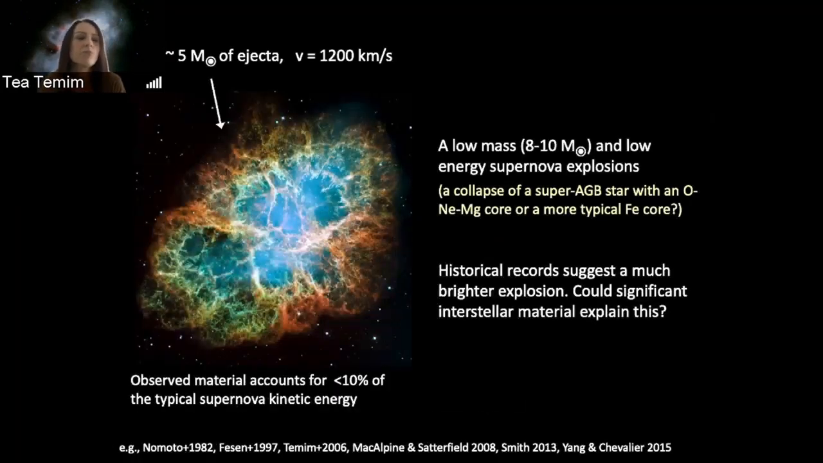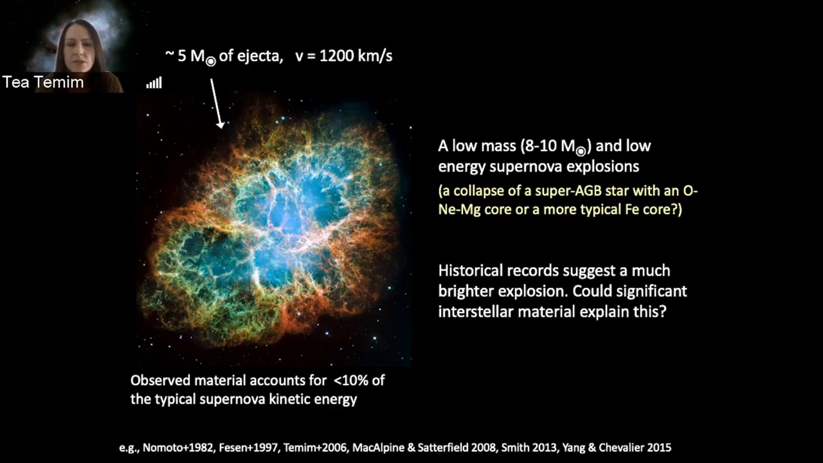Okay, so what are some of the biggest remaining questions about the Crab Nebula? The main unanswered question is about its origin and what type of star and explosion produced it. The total amount of material in those filaments that I mentioned makes up about 5 solar masses of material. And this material has relatively low velocities for a supernova, on the order of 1,200 kilometers per second. So when all this material and its velocity is taken together, this only accounts for about 10% of a typical supernova kinetic energy of 10^51 ergs.